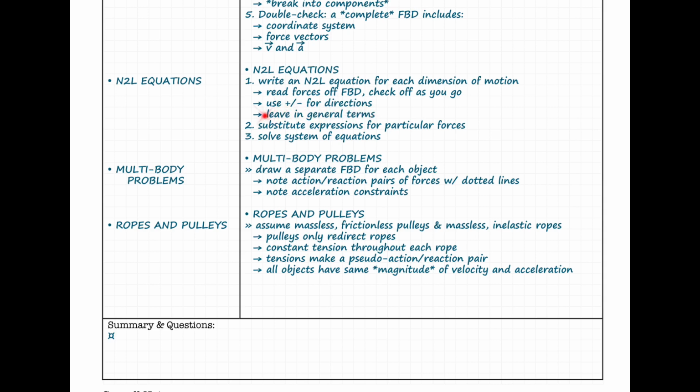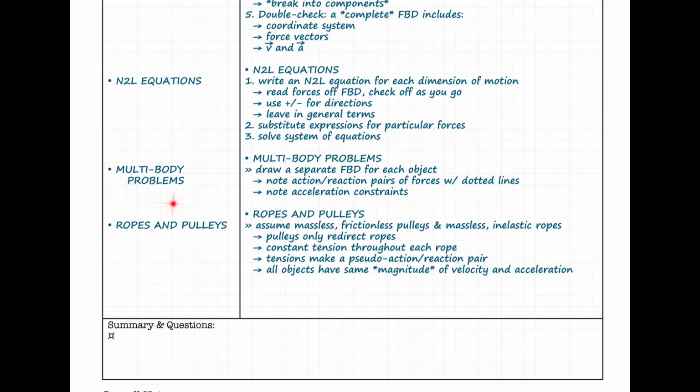We're also going to leave the forces in general terms. We'll leave weight as W, friction as F, and so forth, and we'll substitute in later. We'll repeat the same process for the y direction. Once you have the equation in general terms coming from the free body diagram, then you can substitute in your expressions for particular forces. Drag, weight, the frictional forces have specific expressions that you can plug in, and then you will simplify and solve the system of equations. At this point, it's an algebra problem.